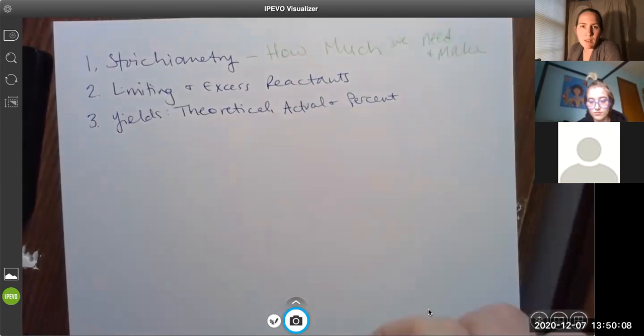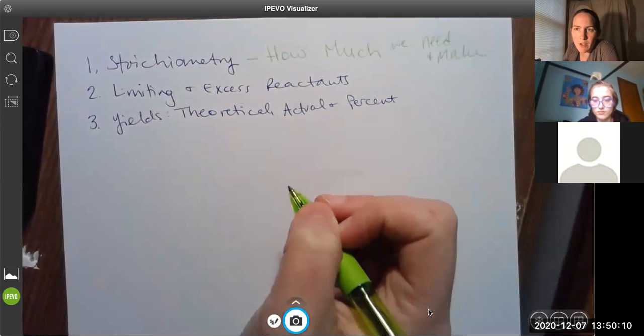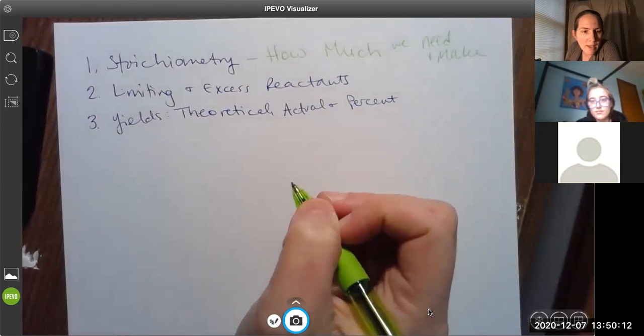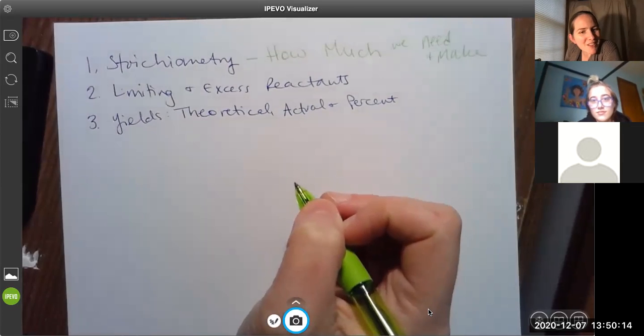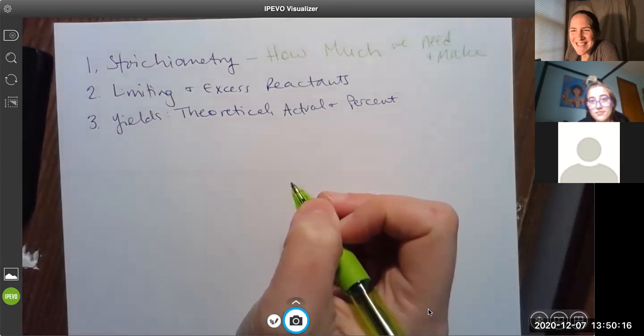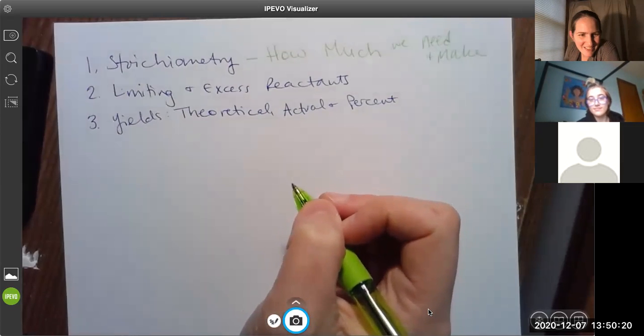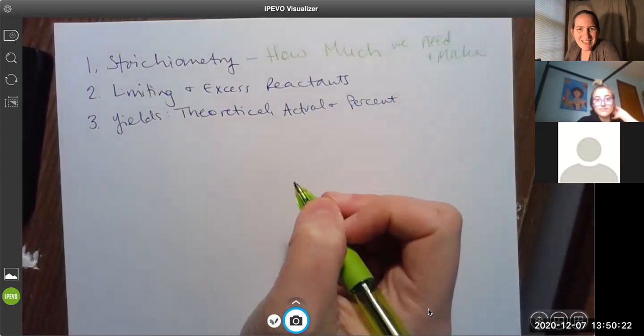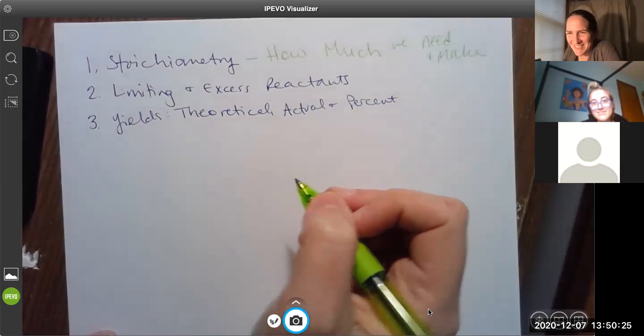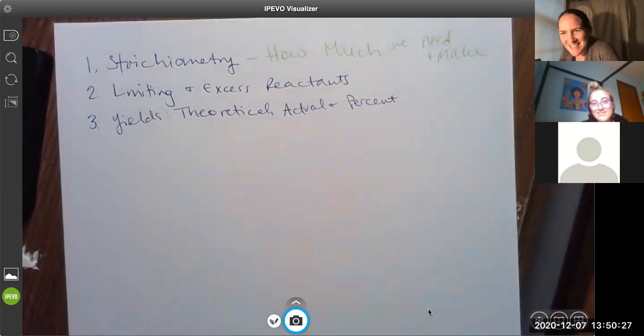And limiting and excess reactants will help us figure out what we, oh, cool. See, Varian, I didn't know that. Wow, thank you. Oh, confluence of the things. That's awesome.